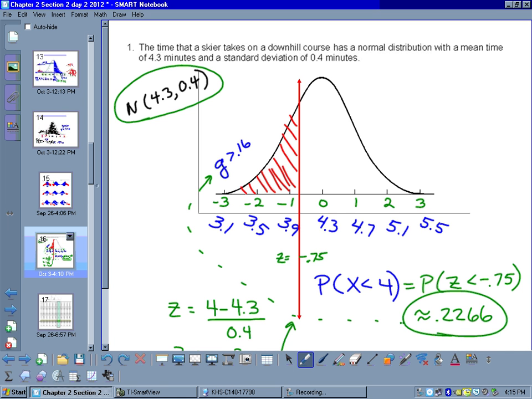Yes, it does. My guess was that it was going to be a little bigger than 16%. 22.66% of the people were able to do the downhill course in 4 minutes or less. And that's how you complete a real-life problem on the standard normal curve.